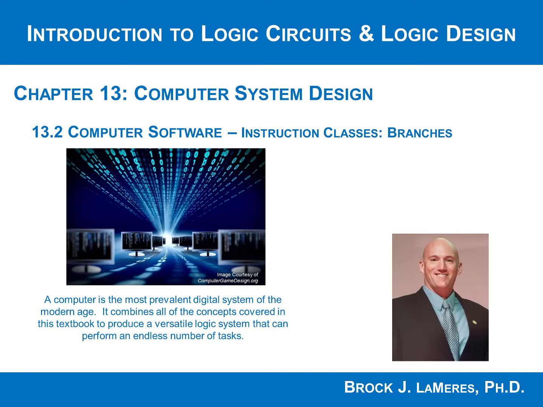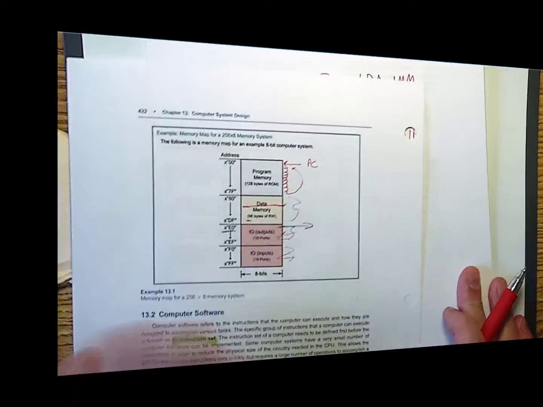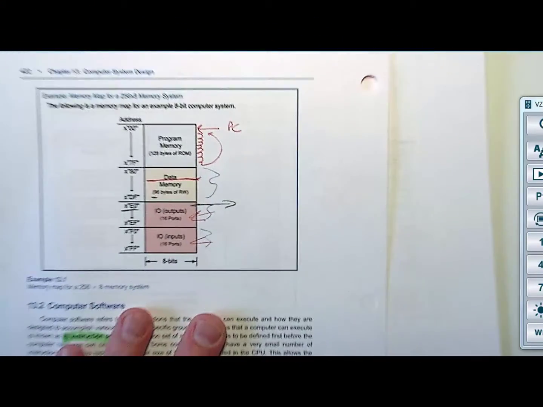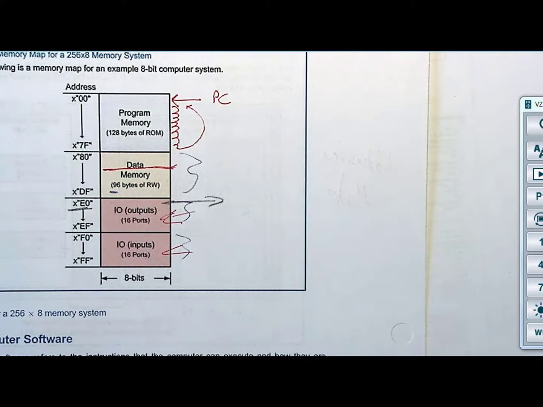Let's write a program. Okay? We're going to write a program to illustrate why we need this next class of instructions. Here's our memory map. Okay? Here's our memory map. And I come along, I'm going to start an instruction. You know what I'm going to do?